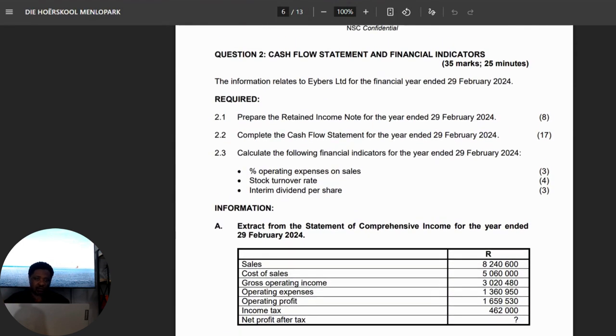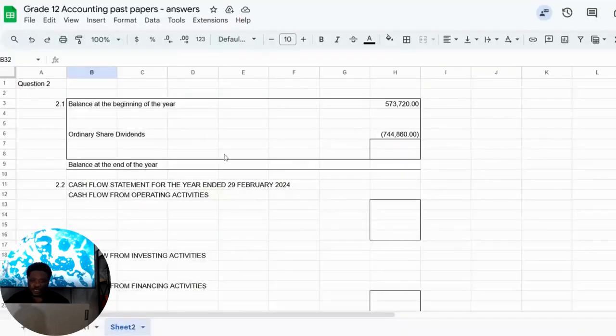So let me just go to the start of the question. In this question, we're covering the cash flow statement as well as financial indicators. It says that the information relates to ABUS Limited for the financial year ended 29th of February 2024. And it says to prepare the retained income note for the year ended 29 February 2024. So let's get into the retained income then. We're basically given this information and we're trying to find the balance at the end. And then there's this information right in between here, and we want to see how we sort that out.